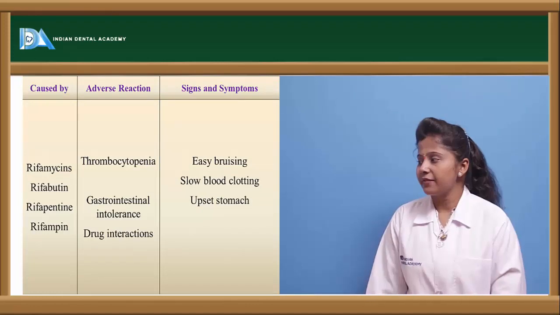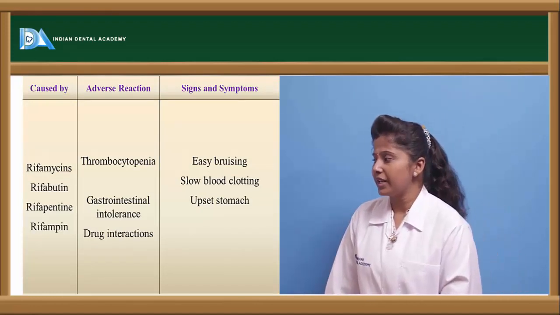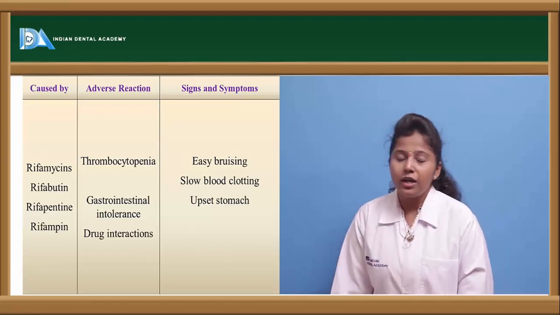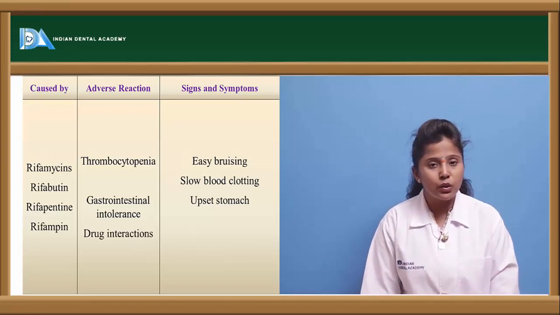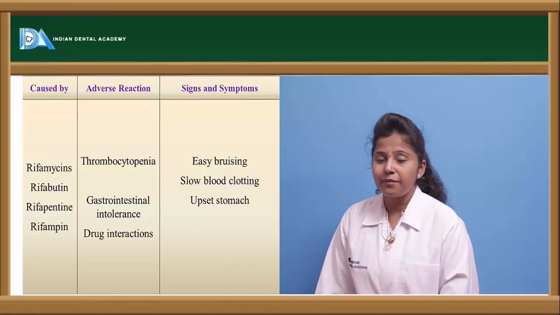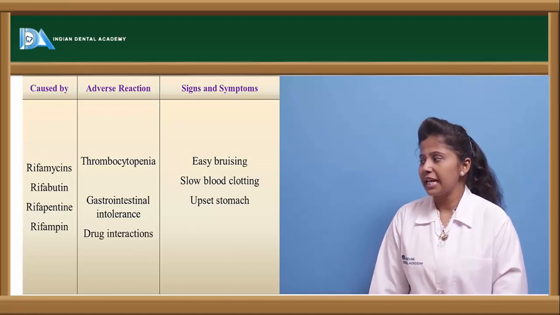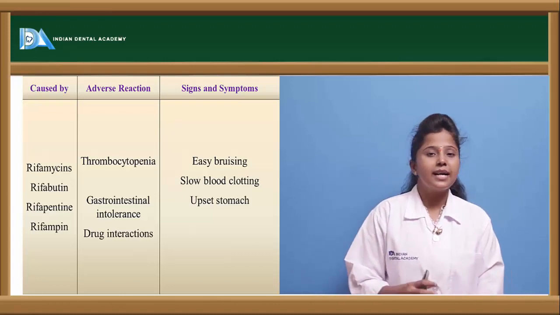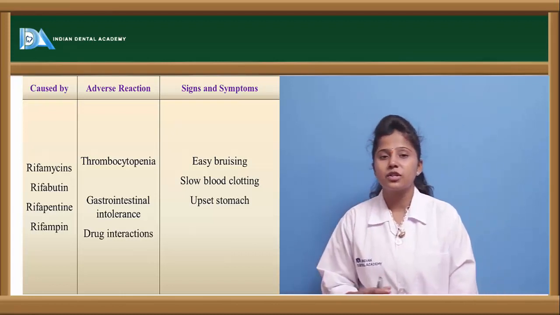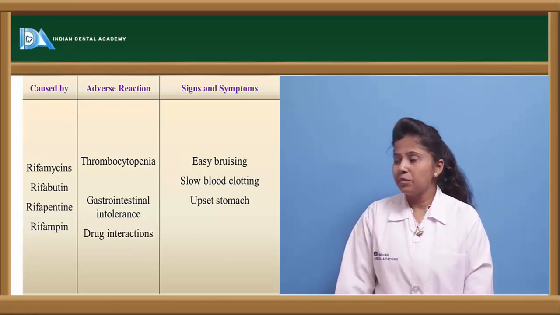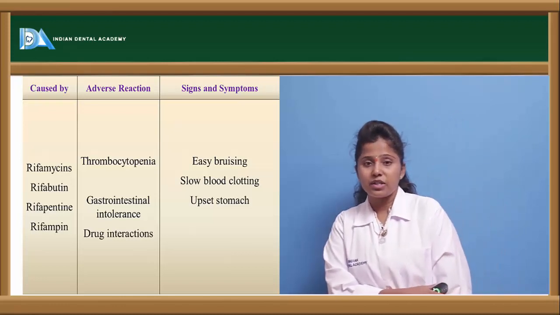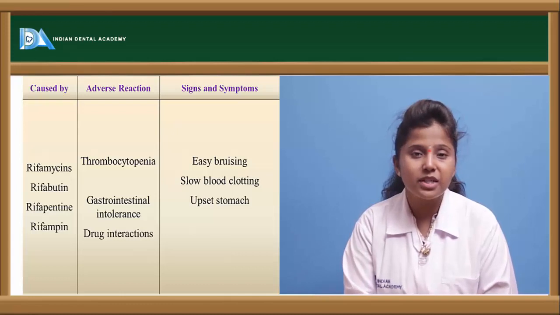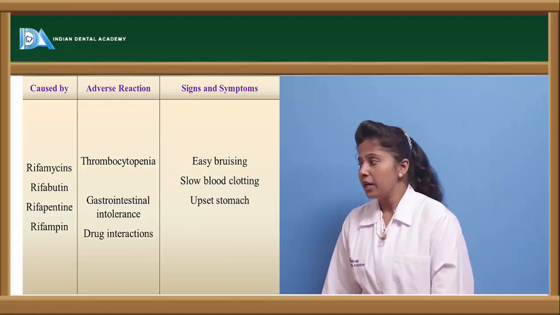The other drugs like rifamycin, rifabutin, rifapentine and rifampin have adverse drug reactions with thrombocytopenia. If a person is having a low platelet count, then these drugs may worsen that effect, along with gastrointestinal intolerance. The common symptoms of these adverse drug reactions include easy bruising. As the platelet count is reduced, if there is a cut or damage to that person, then definitely there will be a lot of blood loss.